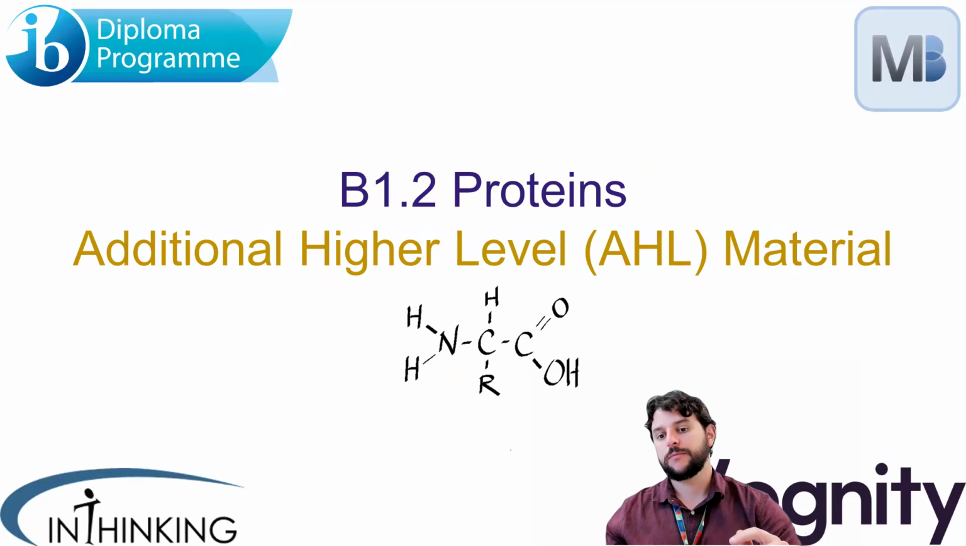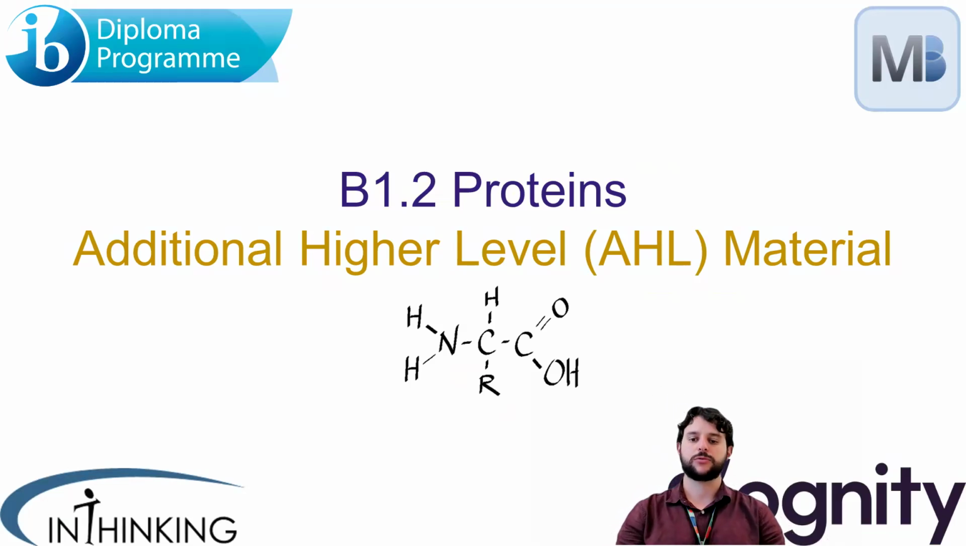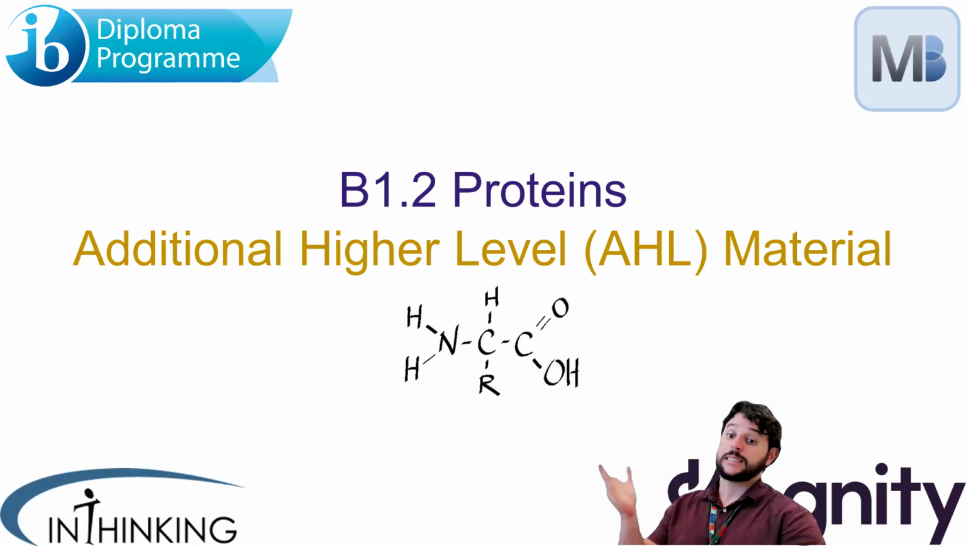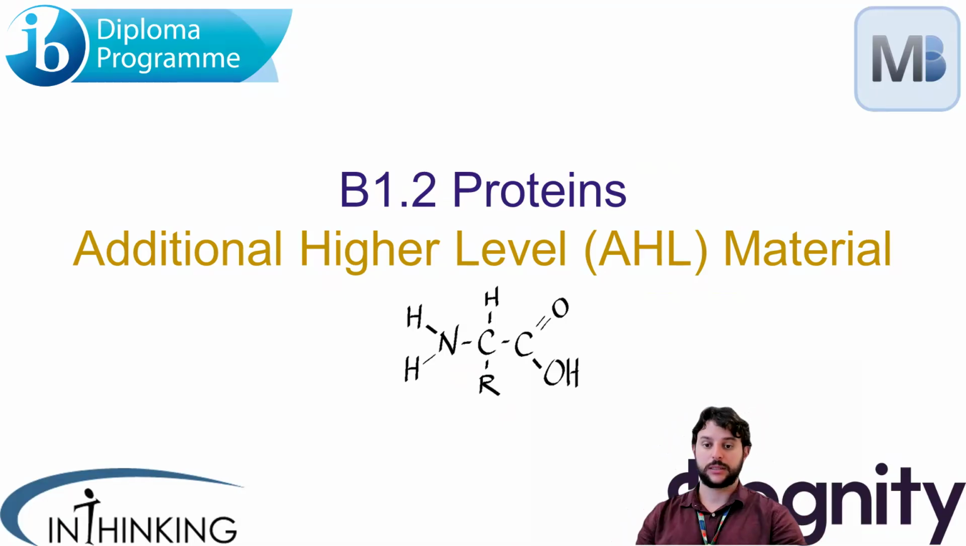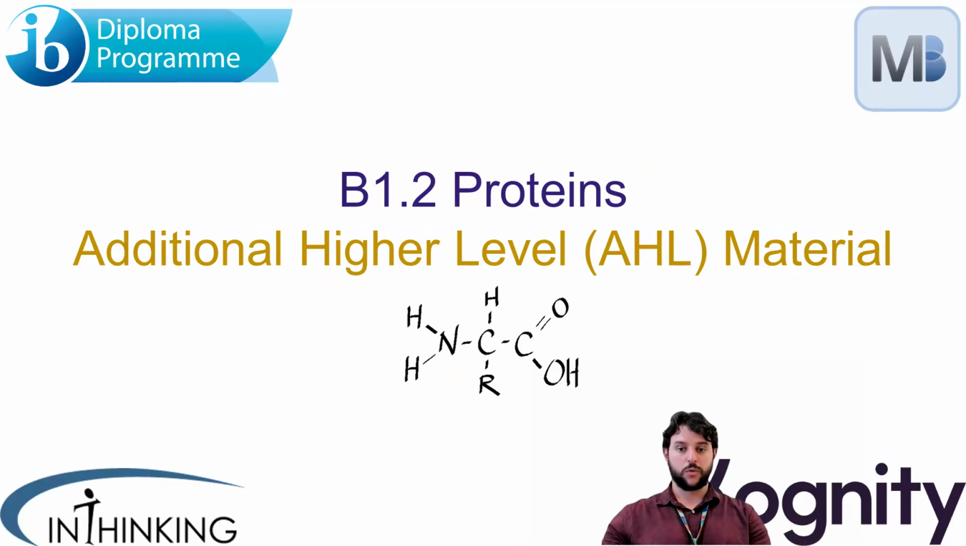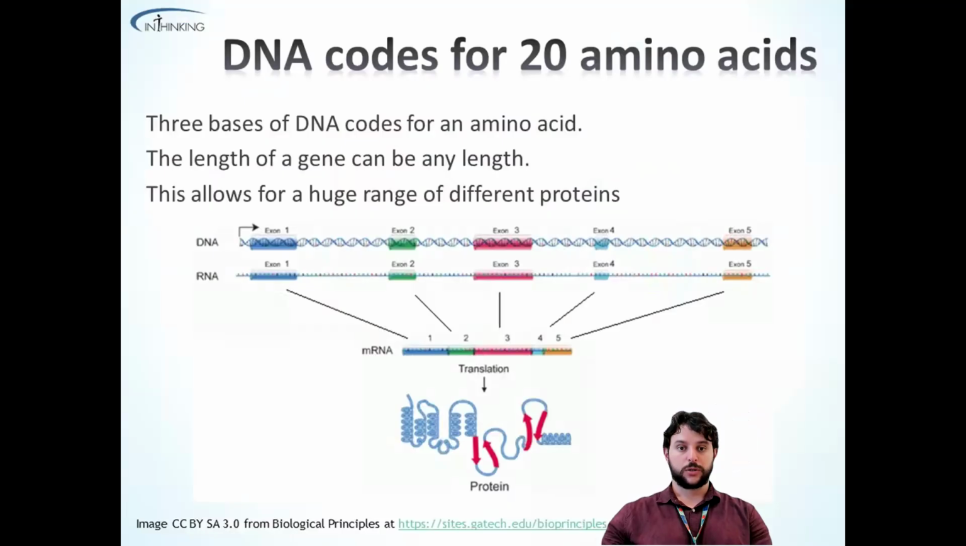Okay, this is the cell level. The cell level covers the key chemical structure of proteins, and the additional high level is going to focus on the types of structures, the conformations, the levels of organization inside polypeptides. This is the additional high level for B1.2.